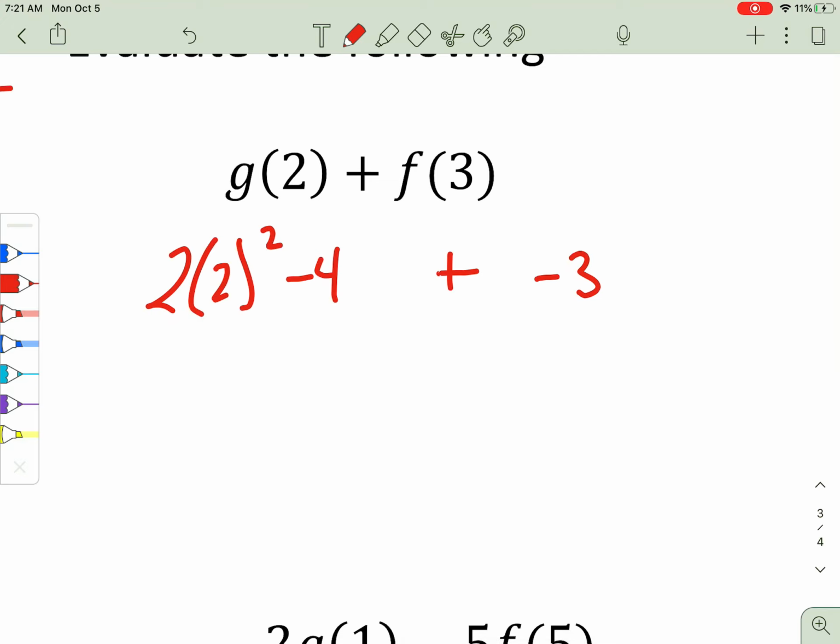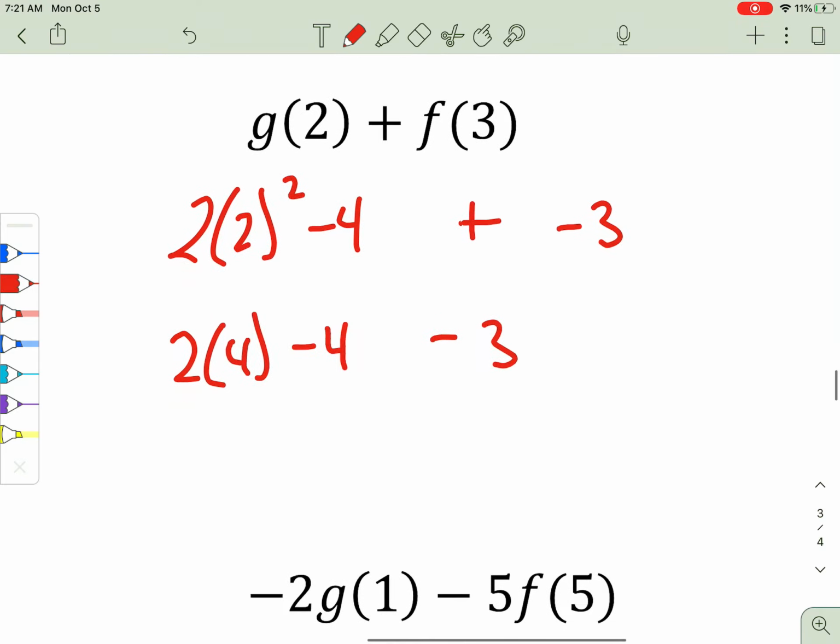Okay, so 2 squared is 4. 4 times 2 is, we're going to get rid of that plus sign, minus 3. 2 times 4 is 8. 8 minus 4 is 4. 4 minus 3 is 1.